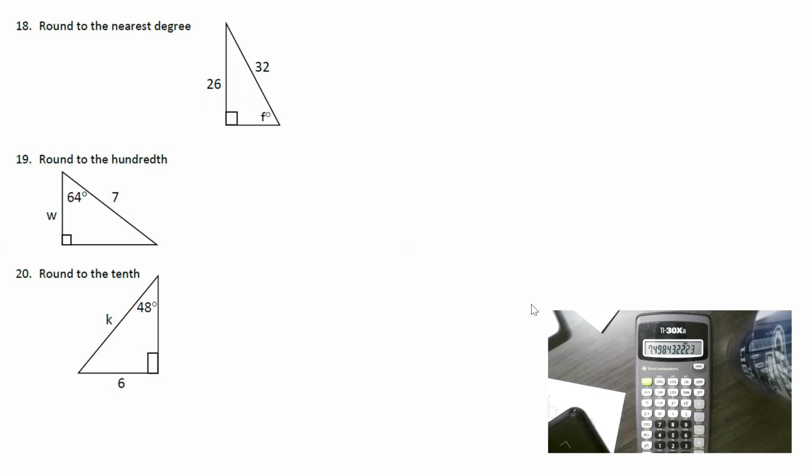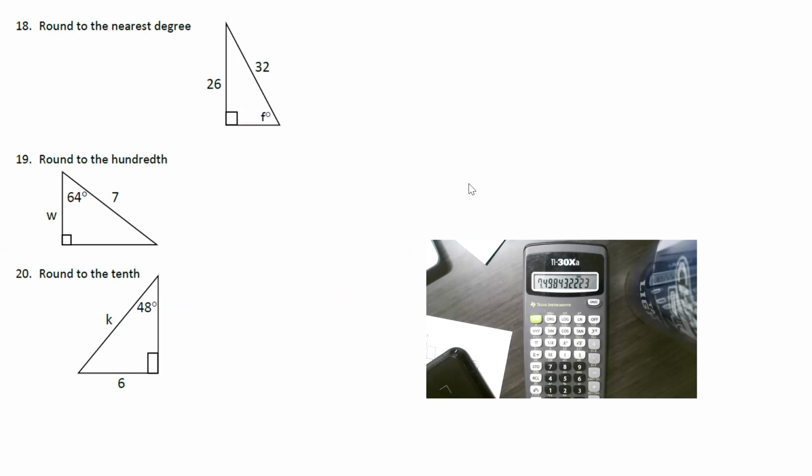All right, now we got 18 to 20. Same thing. You're going to have to use a calculator. We're using SOHCAHTOA, so I'm going to write it out again. Some old hippie caught another hippie tripping on acid. All right, so I got my statement there. This is our angle. We're finding an angle this time.